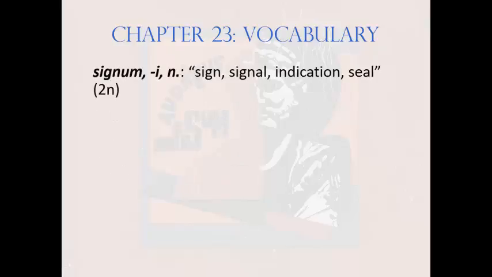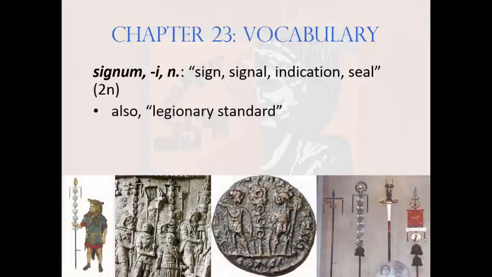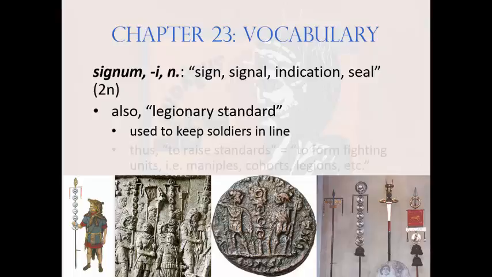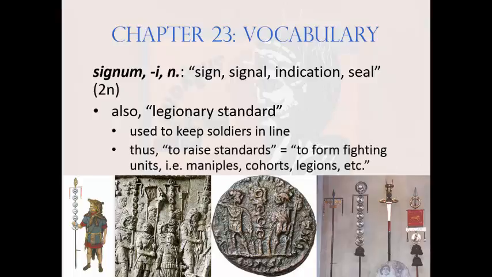The last word is signum, signi, neuter, meaning sign, signal, indication, seal. It's a second declension neuter noun. In Roman texts, it often refers to a legionary standard, a piece of military equipment used to keep soldiers in their proper formation before and during battle. Thus, for a Roman army to raise its standards meant it was lining up into maniples, cohorts, and legions in preparation for battle. Wow, that was quite a chapter, wasn't it?